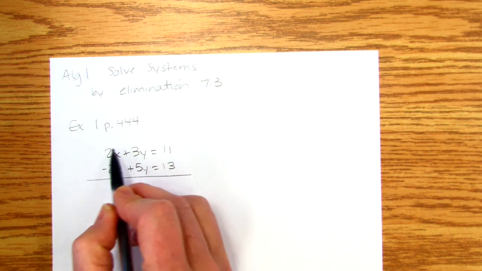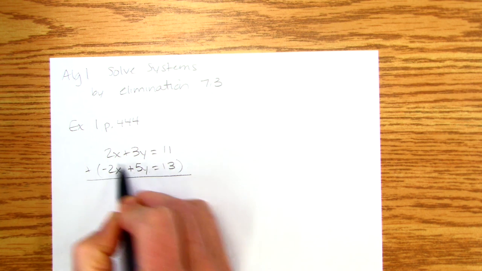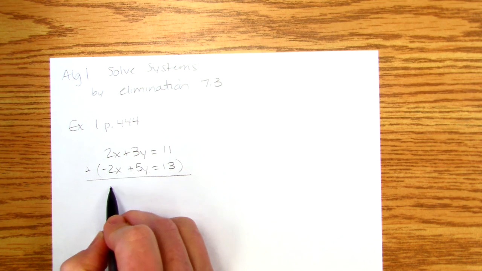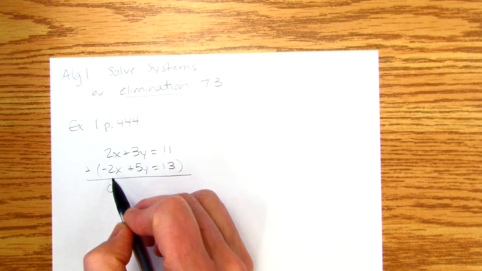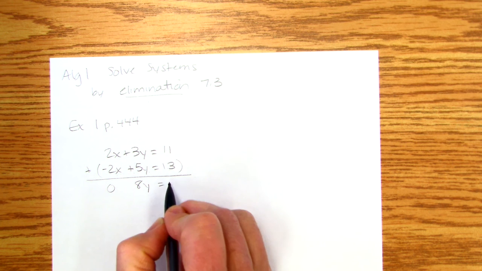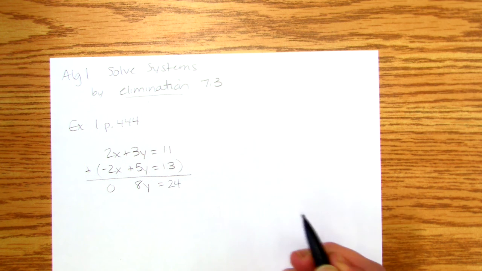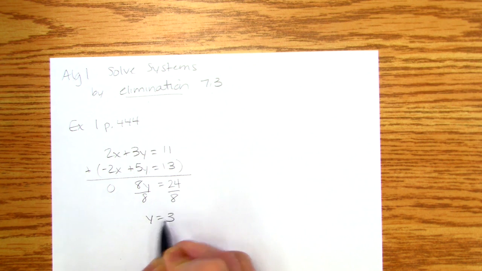Well, I recognize that if I add these two equations, a 2x minus a 2x is 0. That's the idea of elimination. I've just eliminated one variable. And 3y plus 5y is 8y. And 11 plus 13 is 24. And now I can just divide by 8, and y equals 3.